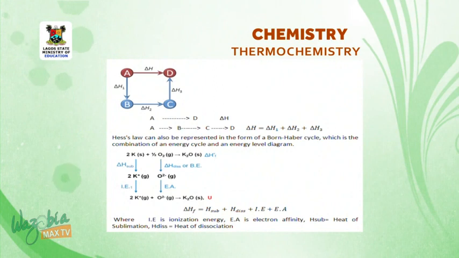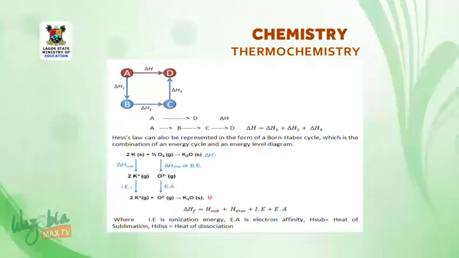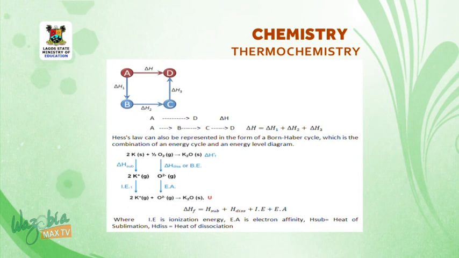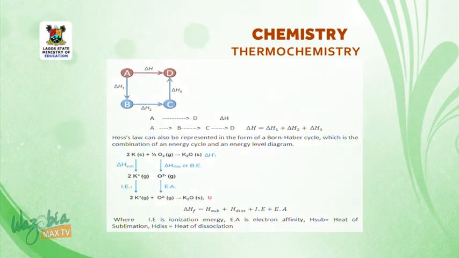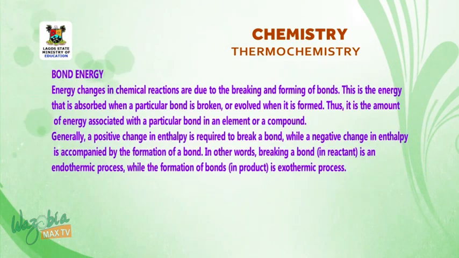Hess's law can also be represented in the form of a Born-Haber cycle, which is a combination of an energy cycle and an energy level diagram, such as if you have potassium reacting with oxygen to form potassium oxide. And so you have here the heat of formation of potassium oxide to be the heat of sublimation plus heat of dissociation plus ionization energy plus electron affinity.